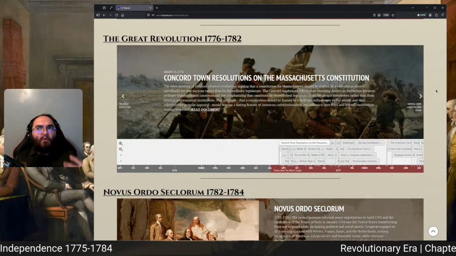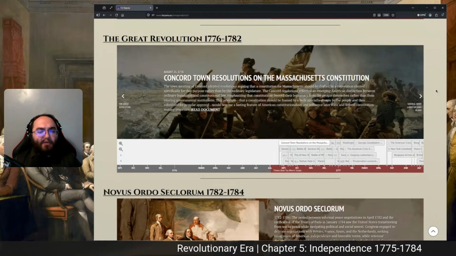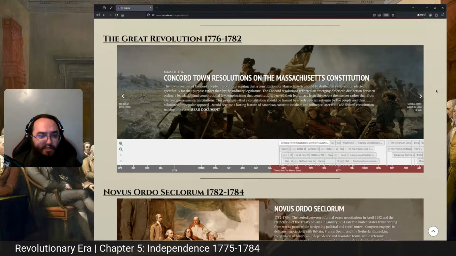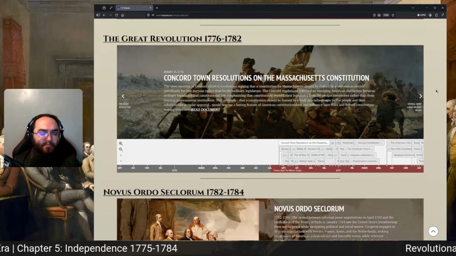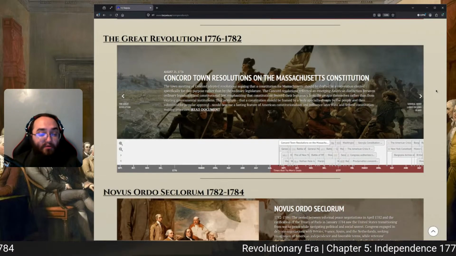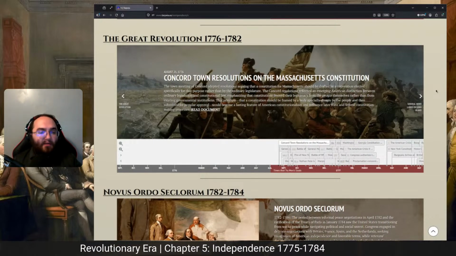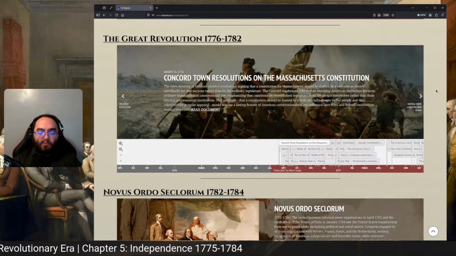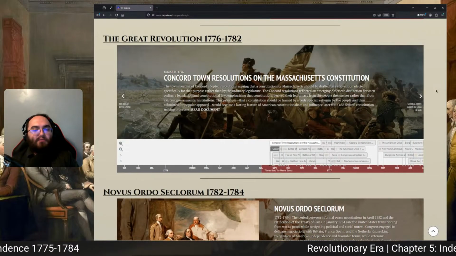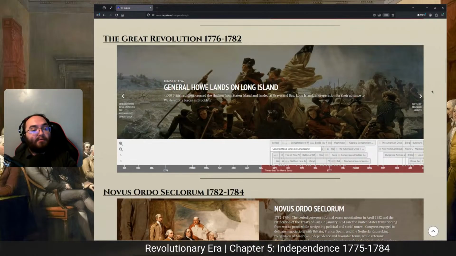You have a lot of local activity when it comes to not just declaring independence before the federal government under the Second Continental Congress declares independence, but you also have a lot of local action and political participation when it comes to creating the new state constitutions. And so we're just adding a bunch of these primary source documents to provide the sources of what is going on during this period.